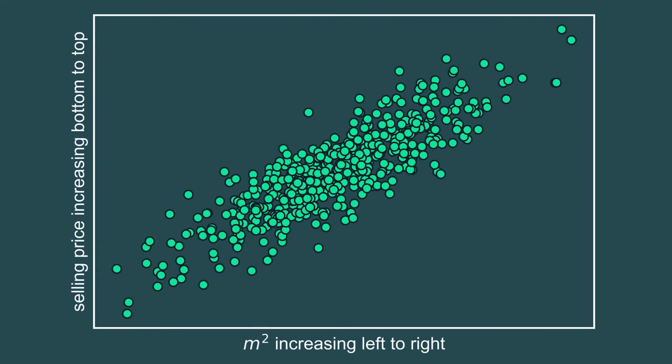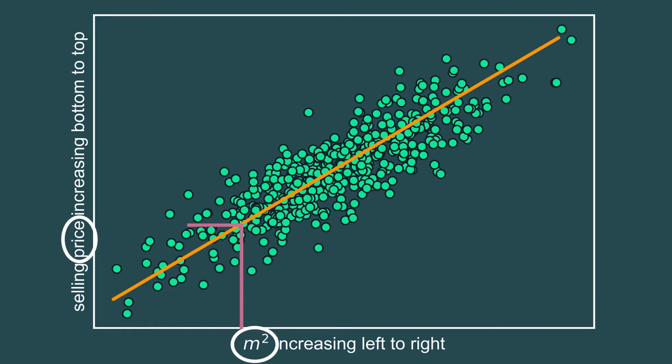So, let's plot a data set about housing prices, where on the y-axis we have the selling prices increasing from the bottom to the top, and on the x-axis we have the square meters of the house increasing from left to right. Now we want to predict the price at which we can sell a house given its square meters. A simple way to do this is by approximating the data given a linear function which is represented by the orange line.